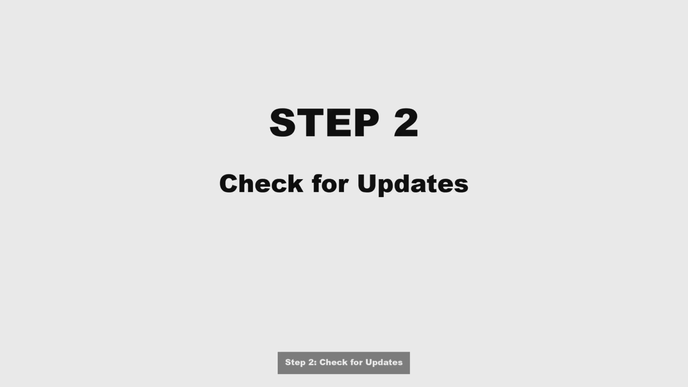Step 2. Check for updates. Ensure that your operating system and the Origin or EA app are up to date. Open the app, go to Settings, and check for any available updates. Install them if necessary.